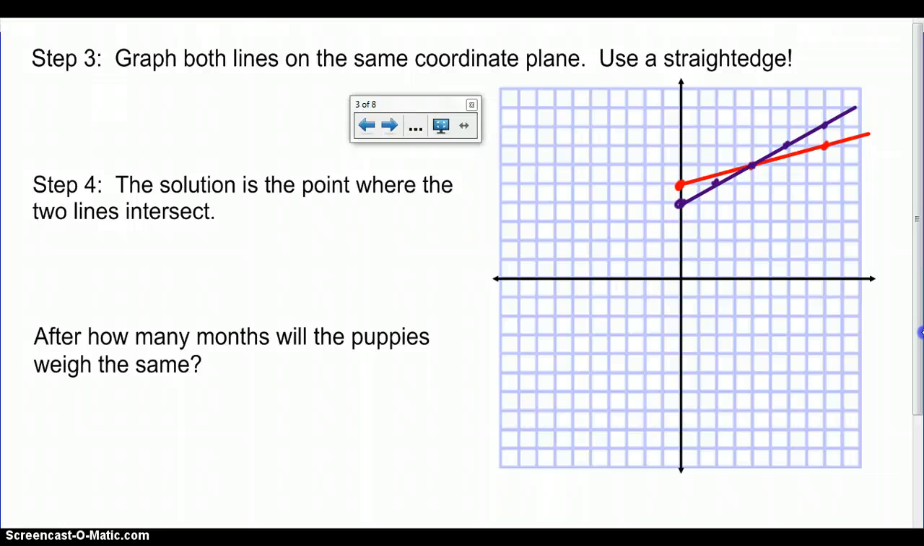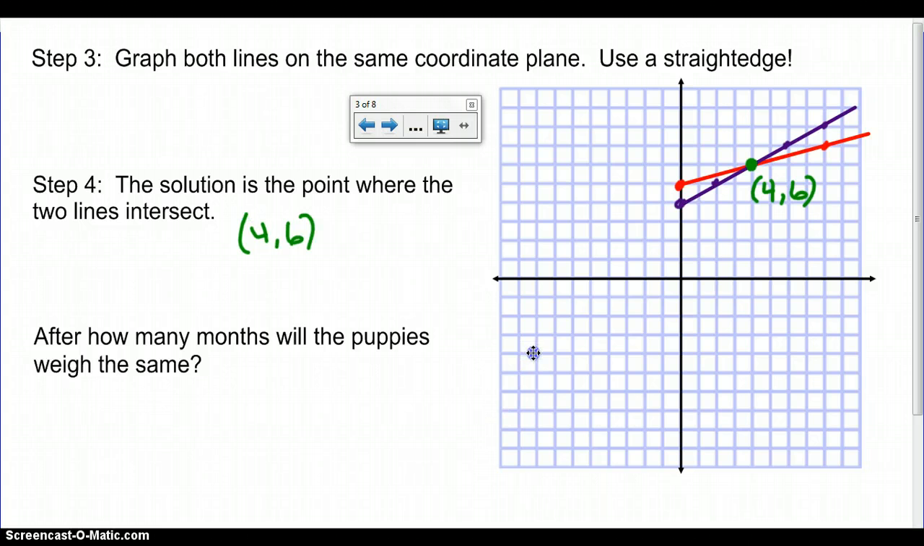The key to this whole thing, though, is that we found this point right here. And that point is 1, 2, 3, 4, and up 6. So 4 and 6. The solution is the point where the two lines intersect. That's the point 4, 6.